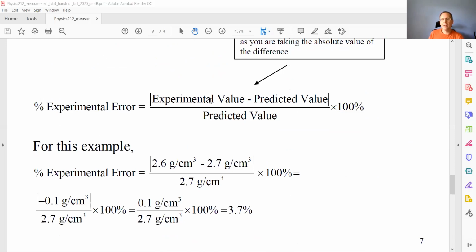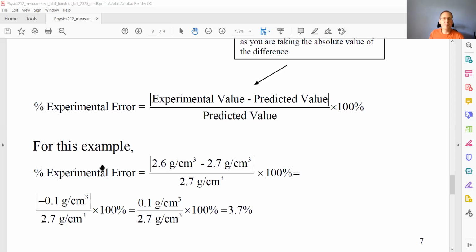So I usually just say subtract largest minus smallest, right? If you want, you can think of it as experimental minus predicted, but then remember you have to do absolute value. But then in the denominator, you want to always put the predicted, accepted, gold standard value. And then times 100, and that will give you your percent experimental error.